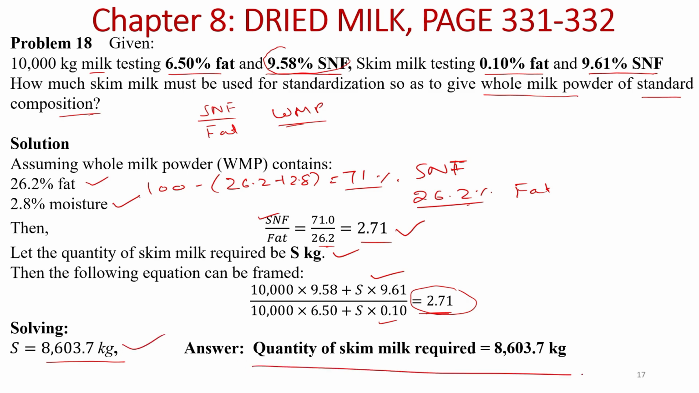So the quantity of skim milk required is equal to 8,603.7 kg to be added into the milk so as to have WMP with SNF to fat ratio of 2.71. Okay, so this is a simple numerical. Once we know the ratio, we calculate the SNF equation and then the fat equation, and then put it in the formula. You will have the amount of skim milk required to be added into the milk so that we can have whole milk powder of the desired SNF and fat ratio.